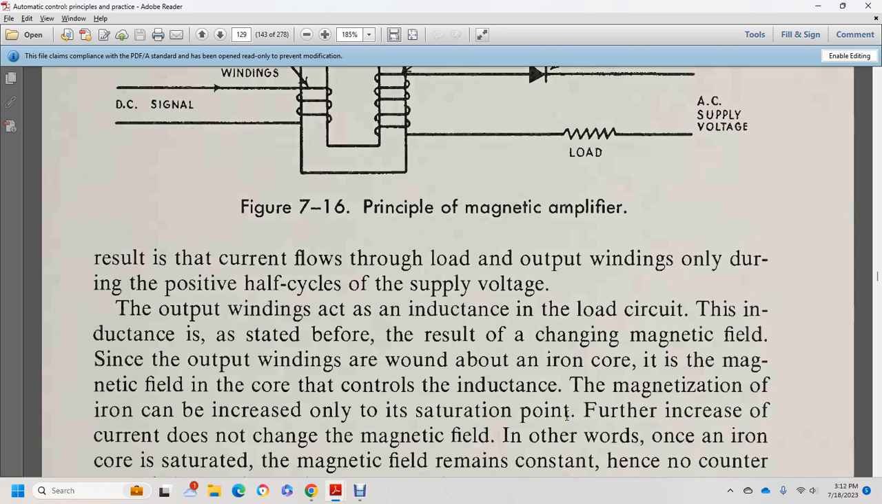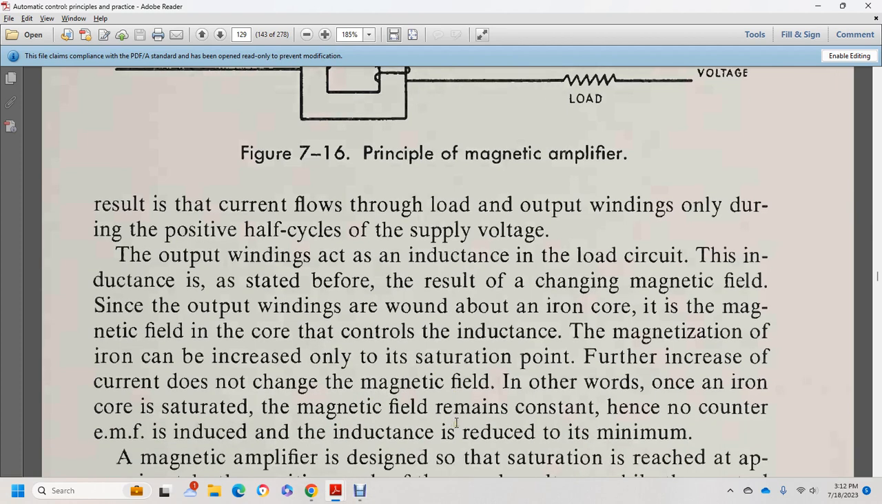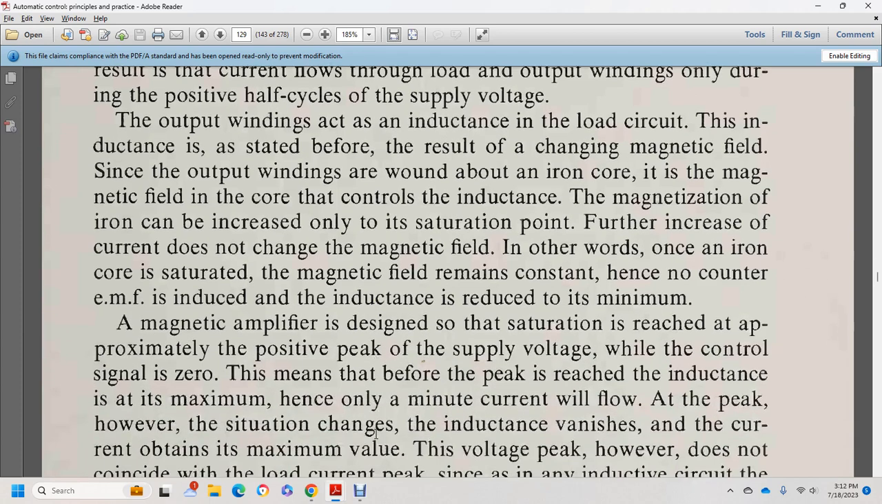The output windings are wound about an iron core. The magnetic field of the core controls the inductance. Magnetization of iron can be increased only up to the saturation point. Further increase of the current does not change the magnetic field. In other words, once an iron core is saturated, the magnetic field remains constant, there is no more counter EMF induced, and the inductance is reduced to the minimum.